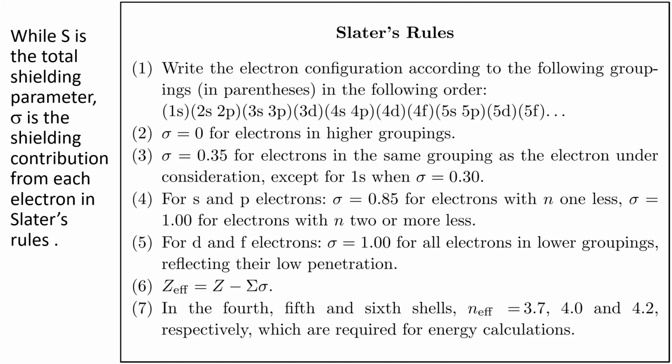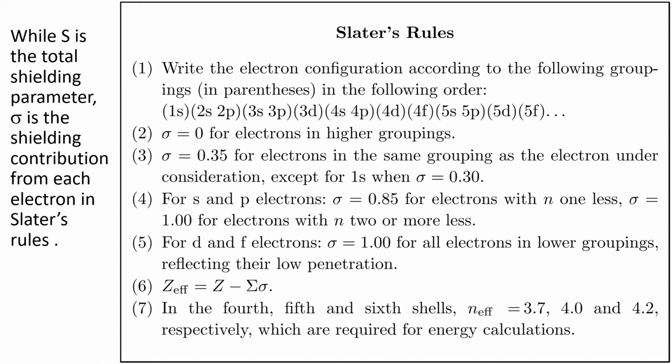So a 3s electron would be shielded at 100% by a 1s electron. You'd have sigma equal to 1. And if you're talking about d and f electrons, actually all the other electrons in lower groupings are 100% efficient. Sigma equals 1. And so what we do is we collect together all the shielding contributions from the other electrons.